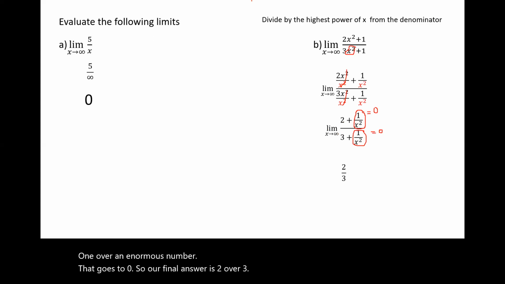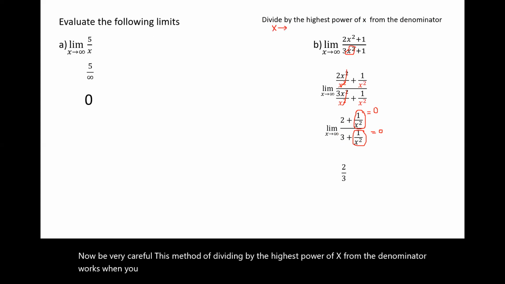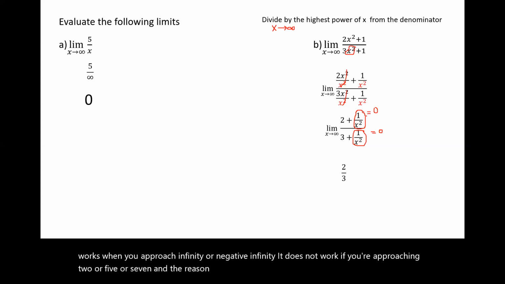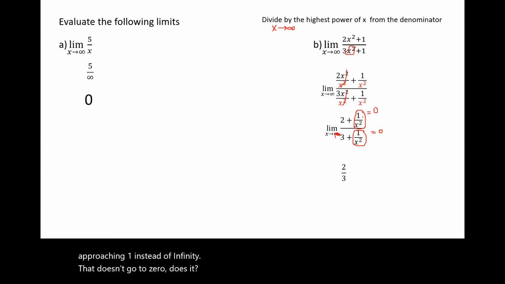Now, be very careful. This method of dividing by the highest power of x from the denominator works when you approach infinity or negative infinity. It does not work if you're approaching 2 or 5 or 7. And the reason for that is right here. Like imagine we were approaching 1 instead of infinity. That doesn't go to 0, does it? So it's only when you're approaching infinity that this is useful. So please keep that in mind.